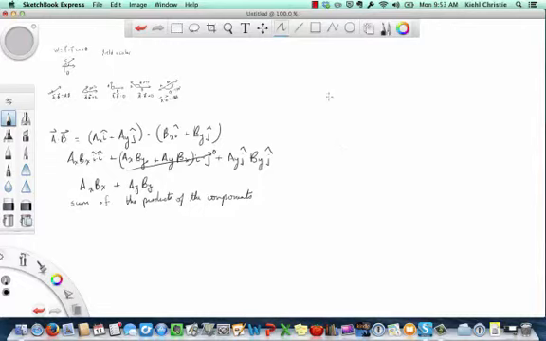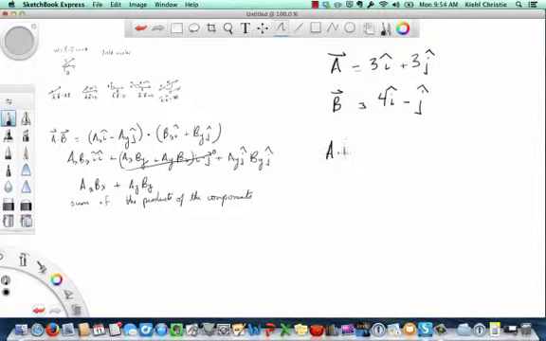Alright, so let's do a quick example. Say I have two vectors, A and B, and A is given by 3i plus 3j, and B is given by 4i minus j.